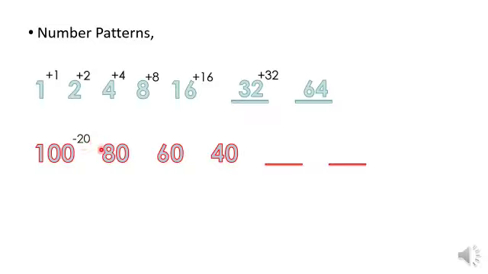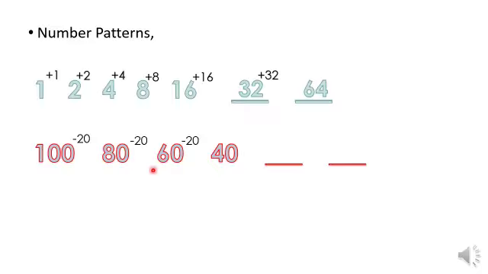Right, children? Yes. Again, 80 is reduced to 60. So what is subtracted from 80? From 80, 20 is subtracted, we get 60. Again, 60 is changed to 40. So what is subtracted from 60? From 60, if we remove 20, we get 40.